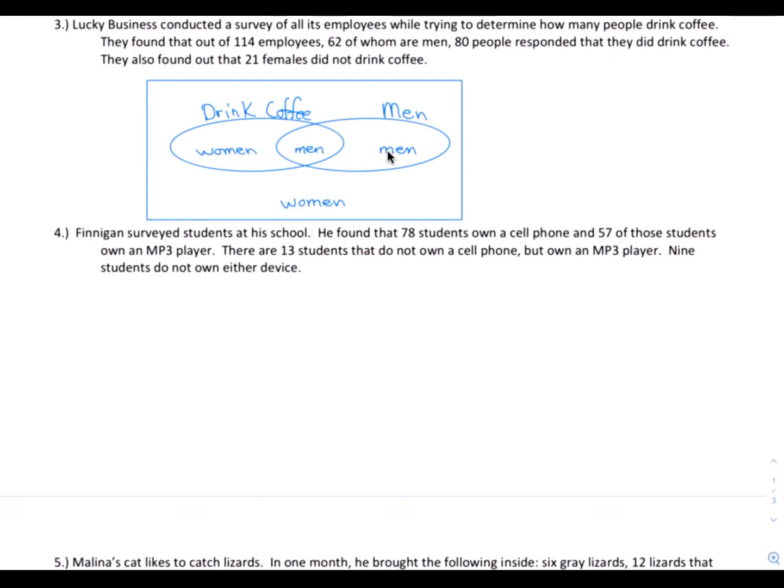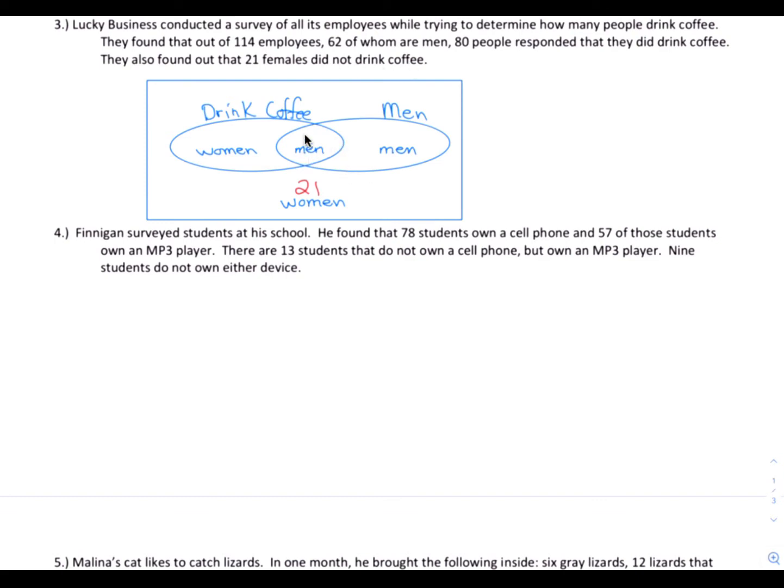So let's talk about what each area represents. Right in the middle would be the number of men who also drink coffee. These would be the number of men who don't drink coffee. These would be the number of women who drink coffee. And out here would be the number of women who don't drink coffee. We can place the 21 out here because it says 21 females did not drink coffee.